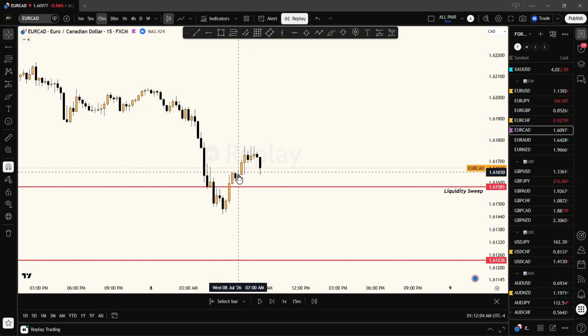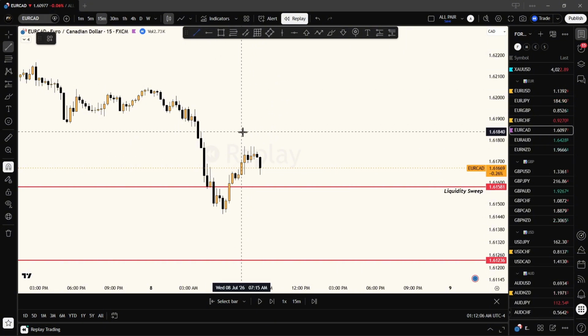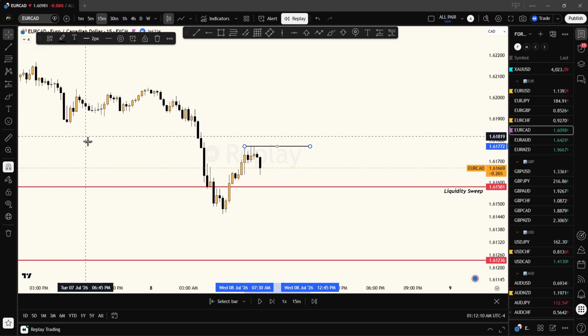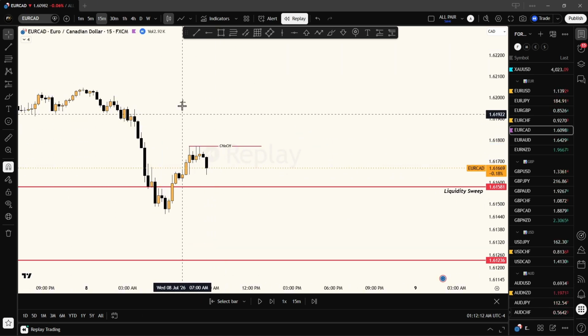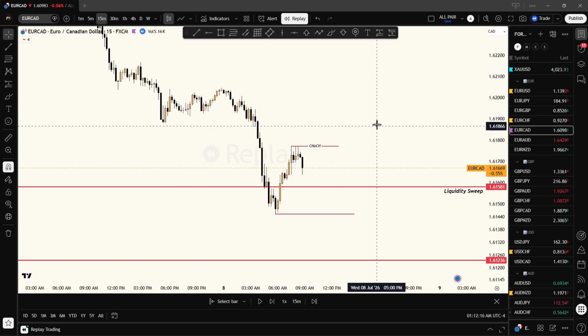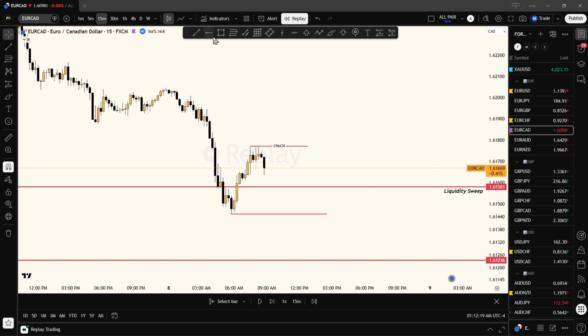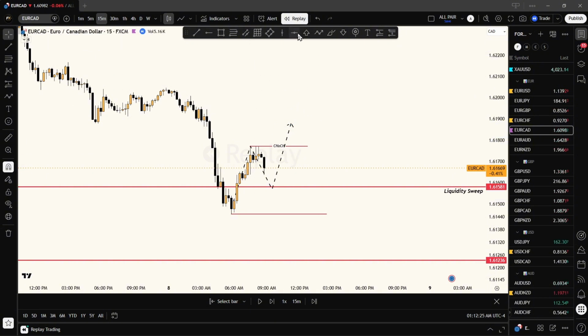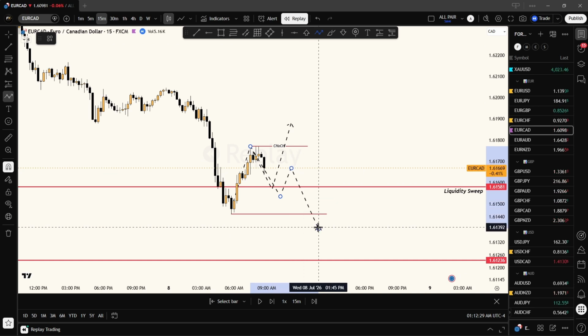Now I want to see what the lower time frame structure looks like around those areas. On the 15-minute time frame, we can see that price has simply established its market structure. Now I'll mark the key structural levels we'll be watching. If price breaks above this lower high, it will confirm a bullish change of character. However, if price breaks below the current swing low, the bearish structure remains intact, making further downside continuation more likely.